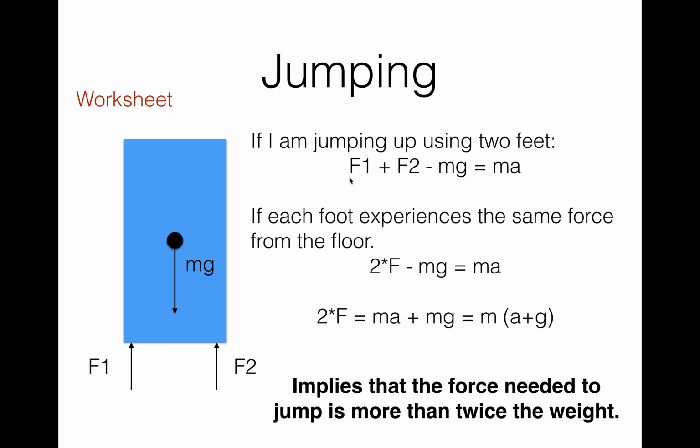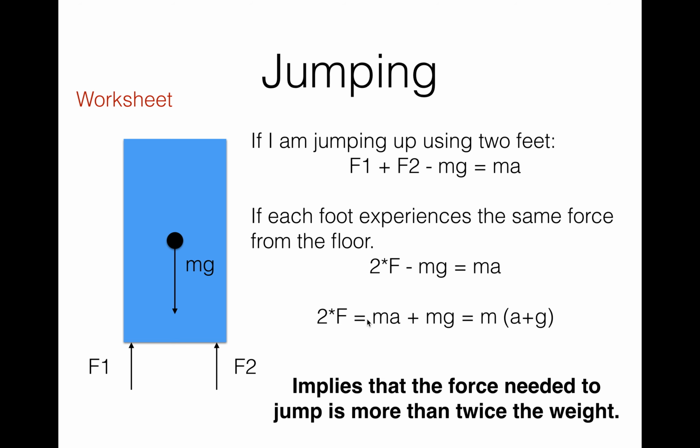When you use Newton's second law and sum the forces, it's going to look exactly the same as before, except now you can't set a to 0. So F1 plus F2 minus mg is going to be equal to the net force, which is generating the acceleration. We assume that each foot experiences the same force, so we just take F1 and F2 and make them F. So 2 times F minus mg is equal to ma.